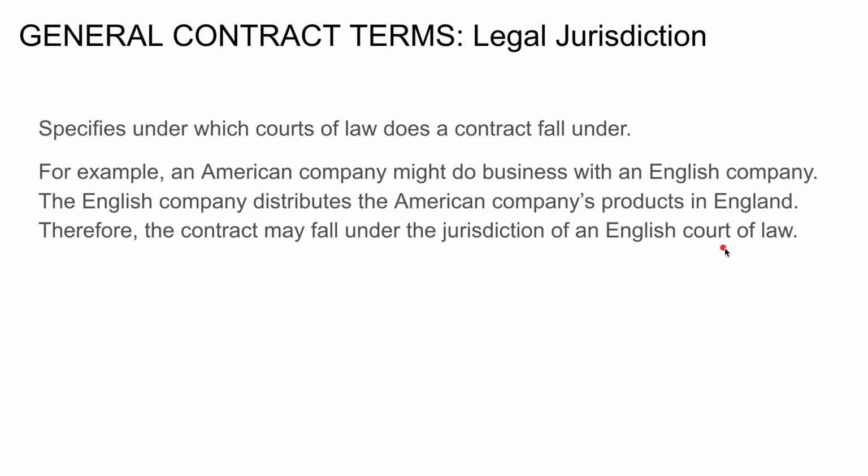What this basically means is that if the American company or the English company have some problems with the contract, then an English court of law and not an American court of law will deal with their contract problems.